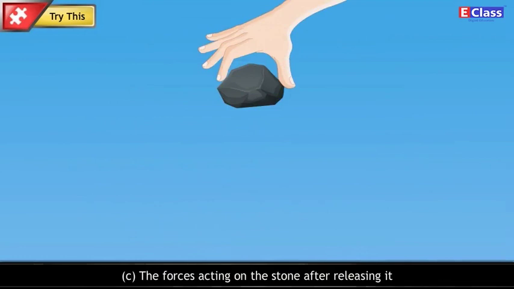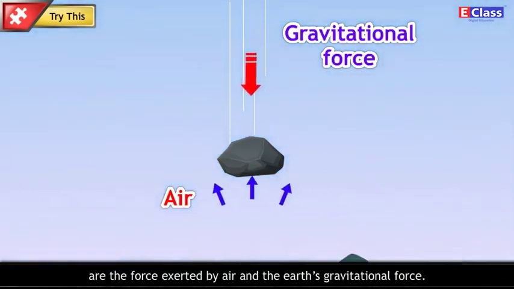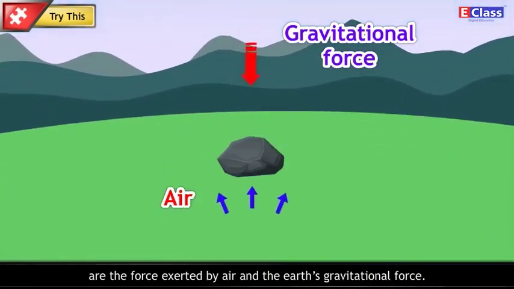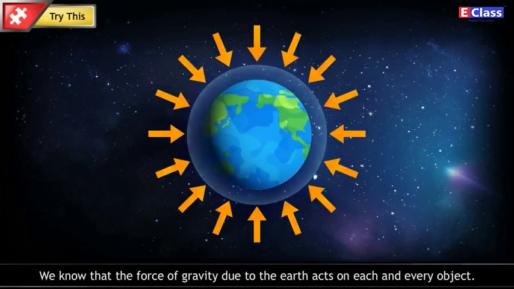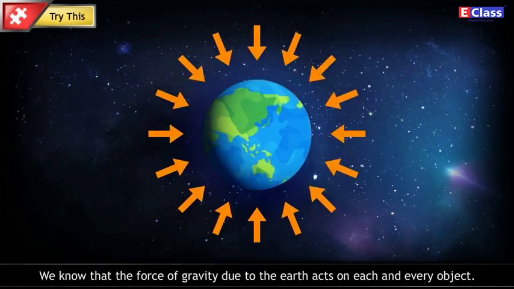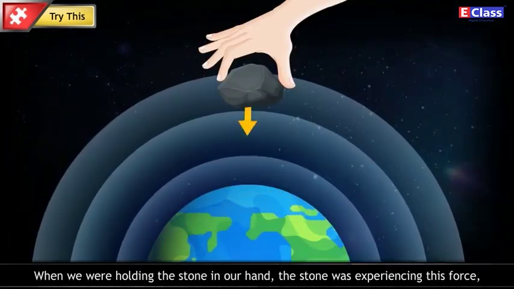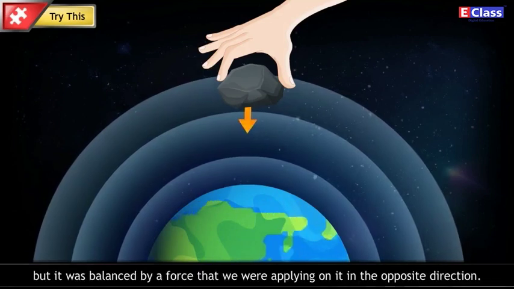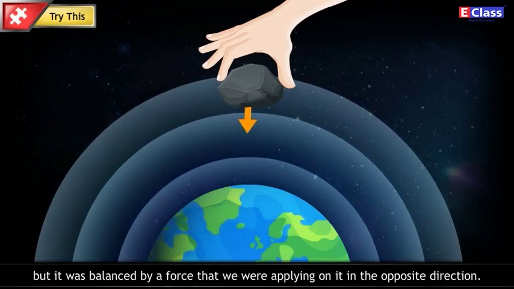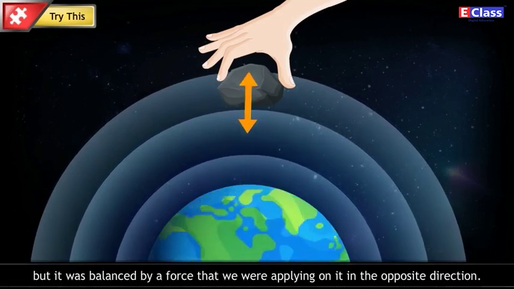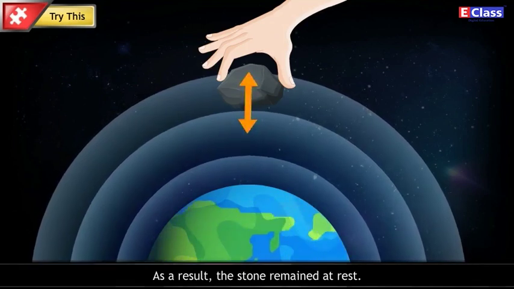C. The forces acting on the stone after releasing it are the force exerted by air and the Earth's gravitational force. We know that the force of gravity due to the Earth acts on each and every object. When we were holding the stone in our hand, the stone was experiencing this force, but it was balanced by a force that we were applying on it in the opposite direction. As a result, the stone remained at rest.